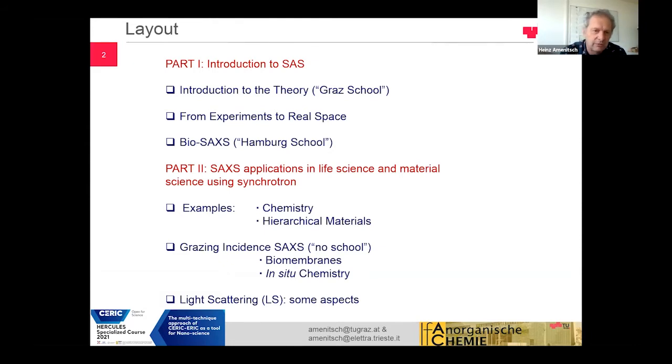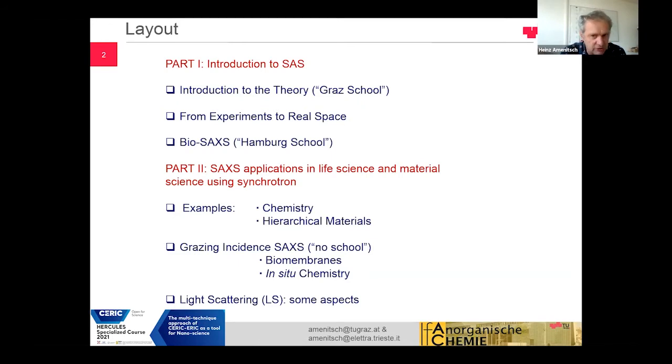Then I want to give you some aspects of BioSAXS, the Hamburg school. BioSAXS is strongly developed in Hamburg by Dimitri Svergun, and he has developed some very sophisticated tools to analyze small angle X-ray scattering data to be applied in structural biology.